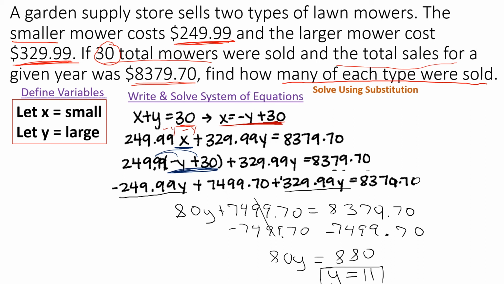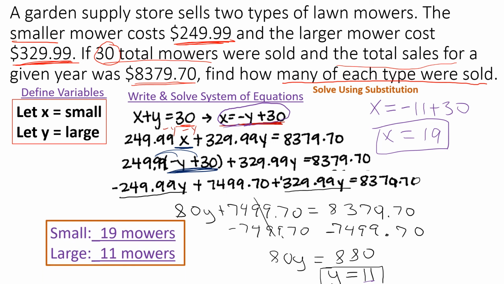All right, so how do I find x? So using substitution, since y equals 11, I'm going to use this equation here. So x is equal to, instead of putting y, y equals 11, right? So that would be negative 11 plus 30. So x would be 19. So looking at our variables, we have 19 small mowers because that is what my x represented, and 11 large mowers because that is what my y value represented. All right, so we've solved this word problem using systems of equations and solving by substitution.